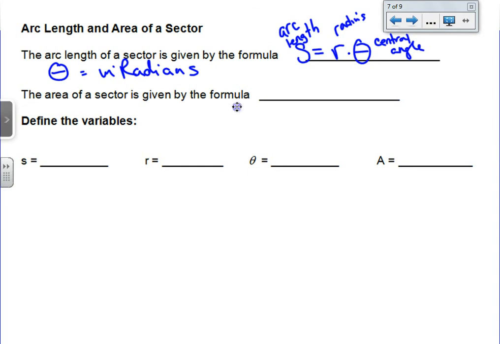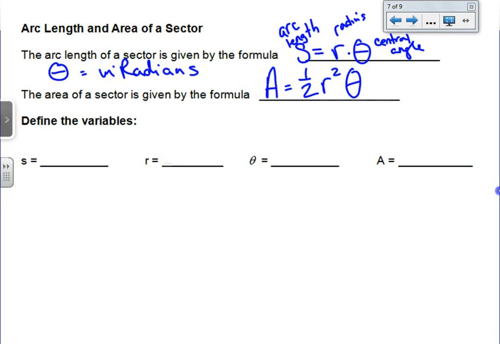So the formula for area of a sector is A equals 1/2 R squared times theta. Well, I'm pretty sure you guys know what these variables stand for. What do you think A is? Area. 1/2 is 1/2. What do you think R is? Radius. And then theta, again, is the central angle.